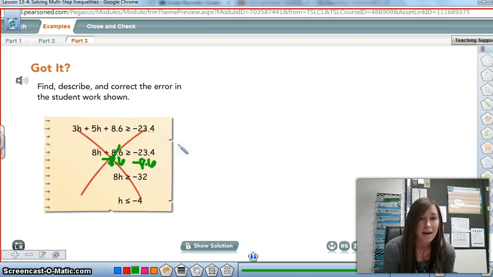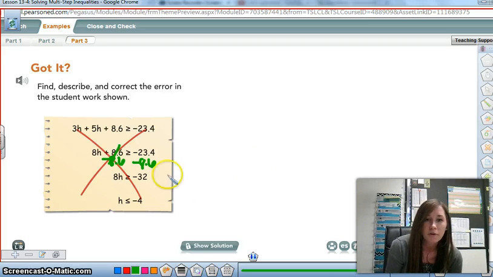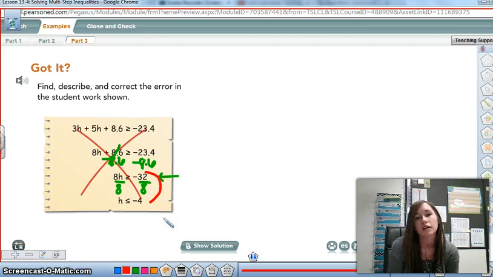Negative 23.4 minus 8.6. Yeah, that's a negative 32. Okay, what would you do next? Divide by a positive 8. The error is in this section. Do you see it? We're dividing by a positive 8. So we shouldn't be flipping the inequality sign. This should still be h is greater than or equal to negative 4. Only when you divide by a negative value would you flip your inequality sign.